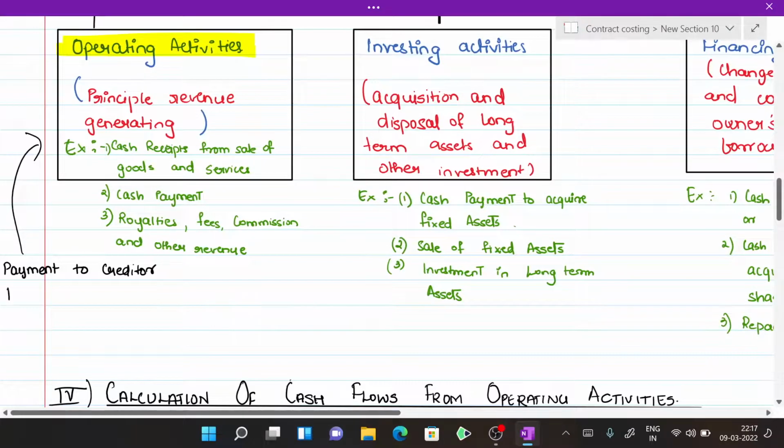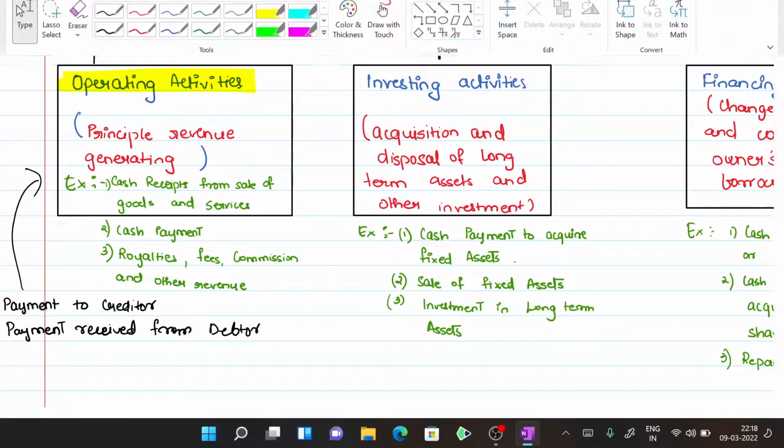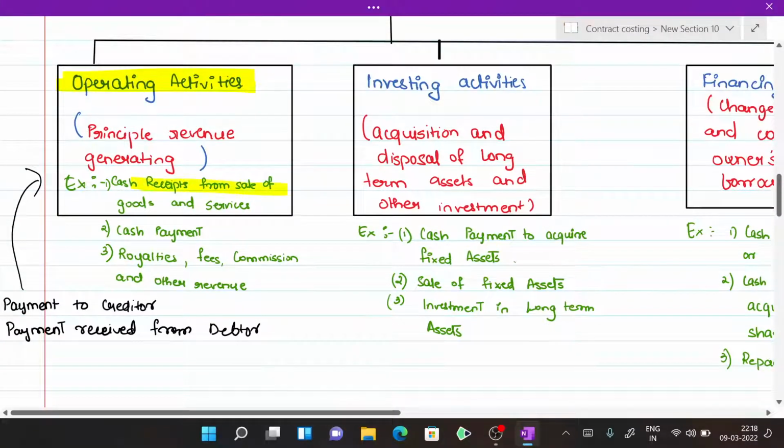देन पेमेंट रिसीव्ड फ्रॉम डेटर्स, डेटर्स से जो भी पैसा मिलेगा, सेम डे टू डे सेल, सेल कर रहे हैं, प्रिंसिपल रेवेन्यू जनरेटिंग, सेल ही अपना प्रिंसिपल रेवेन्यू जनरेटिंग एक्टिविटी होता है. तो फ्रॉम दैट वी गेट द रेवेन्यू, राइट? That revenue will be included in the operating activities, right? Then next comes, here are a couple of examples. For example, cash receipts from the sale, then cash payments to creditors, then royalty fees, commission and other revenue which comes under the operating activity, right?